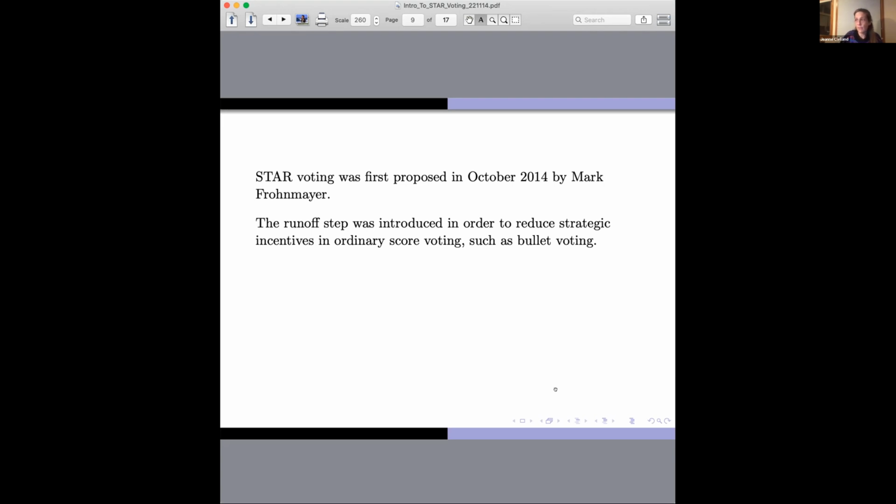And then the addition of the runoff step was introduced in order to reduce strategic incentives such as bullet voting. You're incentivized to indicate your preferences between pairs of candidates as much as possible so that you get a say in the runoff.